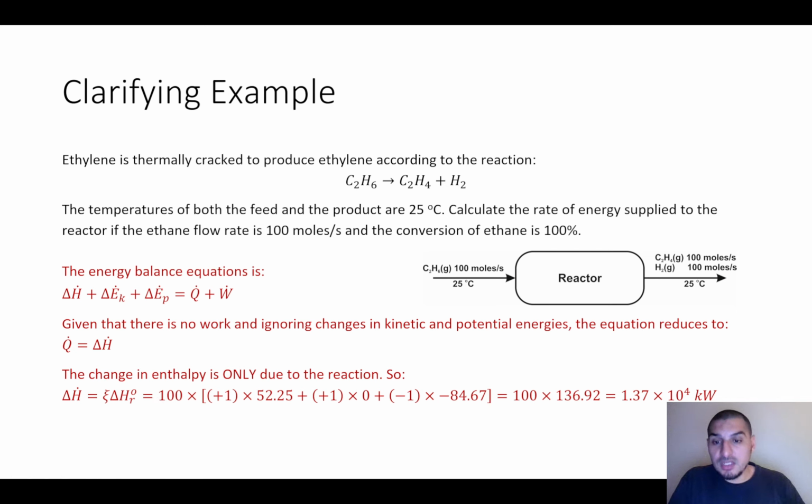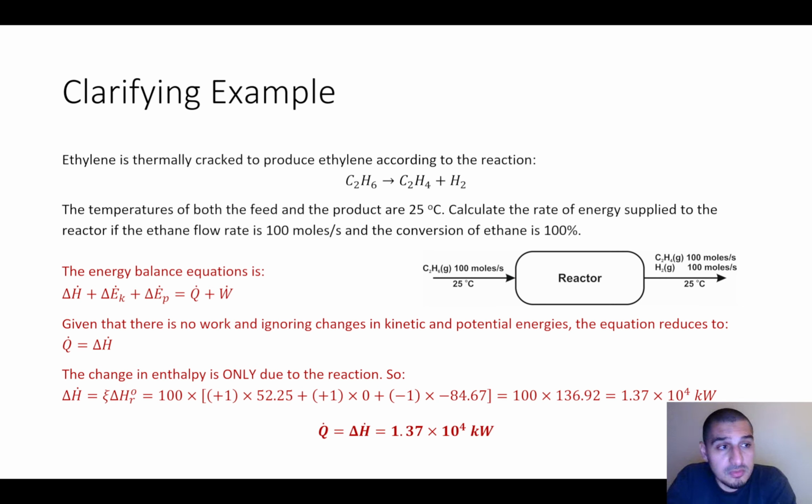The heat of reaction here is going to be at standard conditions, so we can calculate the standard heat of reaction from the heats of formation. So it's the heat of formation of the products, which are ethylene and hydrogen, because hydrogen has zero heat of formation, minus the heat of formation of the reactant, which is ethane, and this will give us the total enthalpy change. So Q is going to be positive. Of course, this is expected.